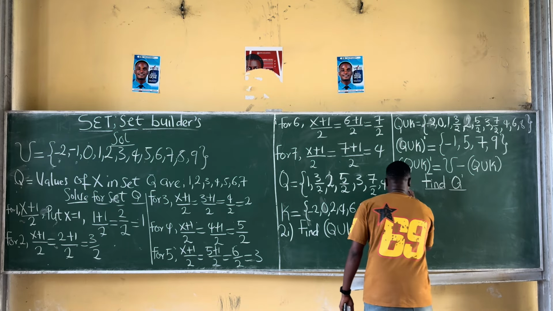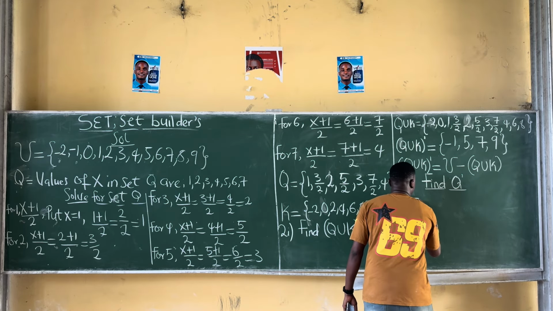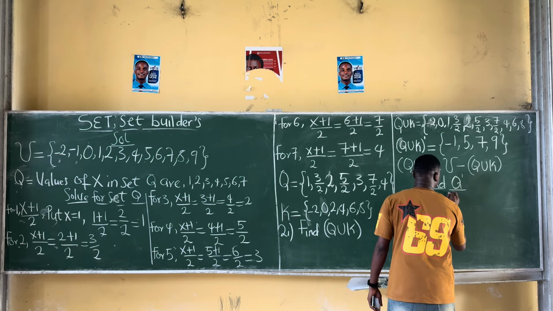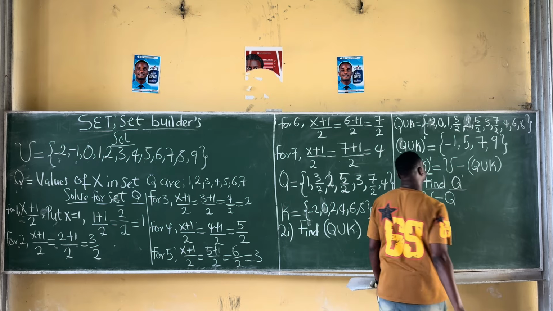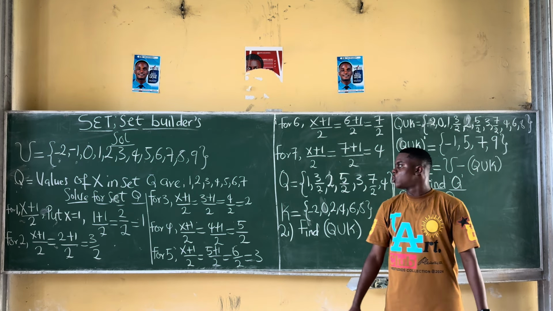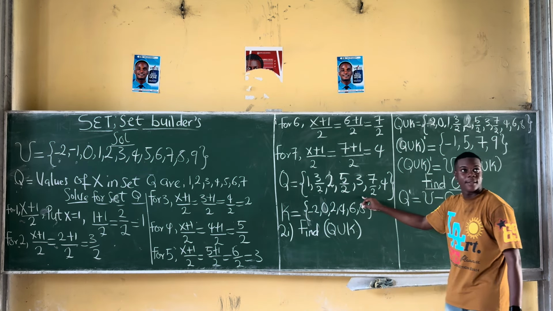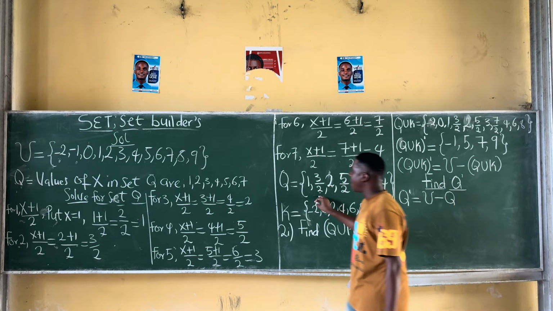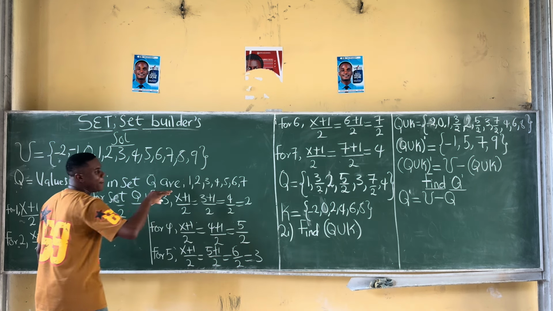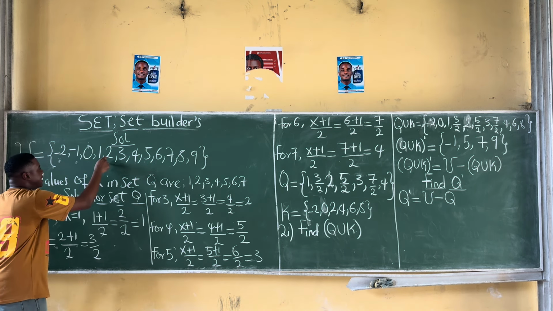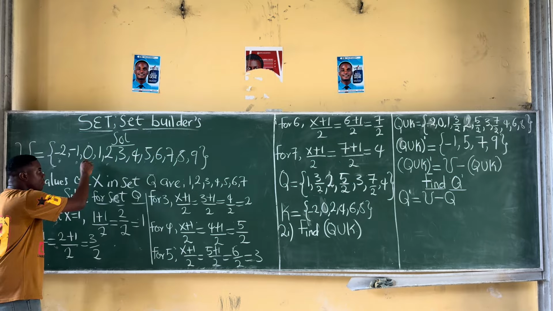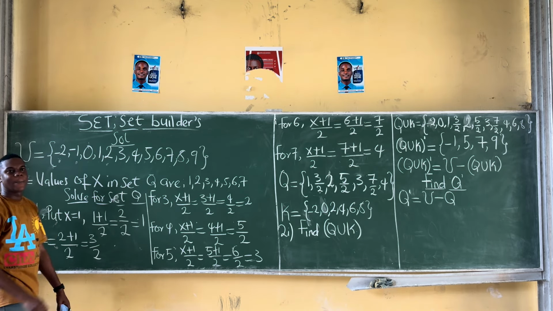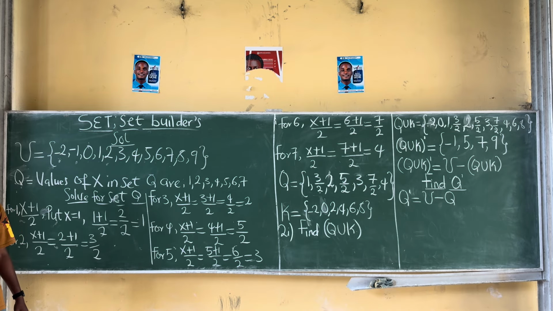Q prime, let me write it as a formula. Q prime is equal to U minus Q. So these are the elements of Q here, right? Now, you see all these elements. We are going to compare them to here. We're going to find out which elements of Q we can find in U. When we discover them, we cancel them out. Anyone left is Q prime. You get it? Alright.